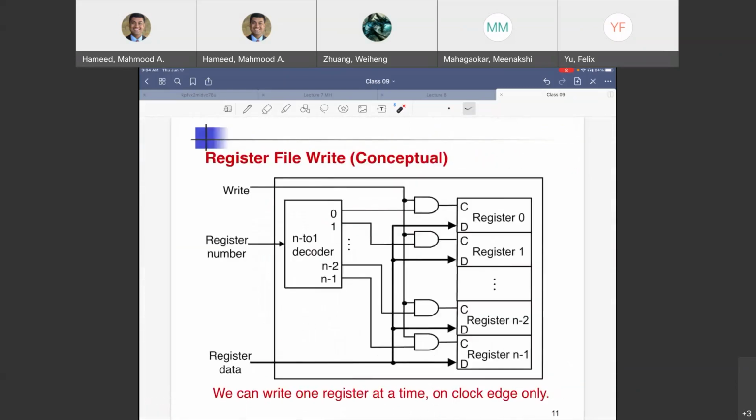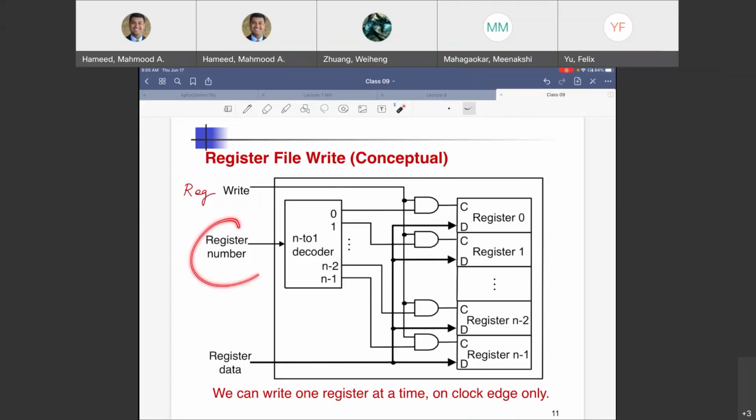Now, how do you write? There is a conceptual register file write. So you have computed the answer of, say, your add instruction, and you want to write the result back into the register file. How are you going to do that? You're going to need a few things. One, the write input has to be a 1. What is that write? I should actually say register write. Reg write was the control we referred to as register write. That has to be a 1 for you to write.